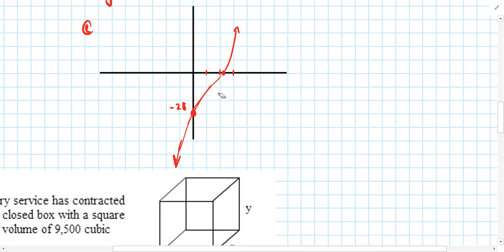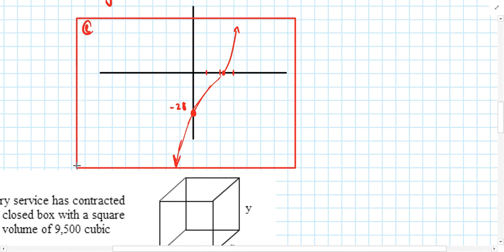There are no other zeros in this graph. And so right tail is pointing up, left tail eventually points down. It goes through the y-intercept at -28, and I think this would be a pretty good representation of the behavior of the function, and we've got its sketch based on known data points.